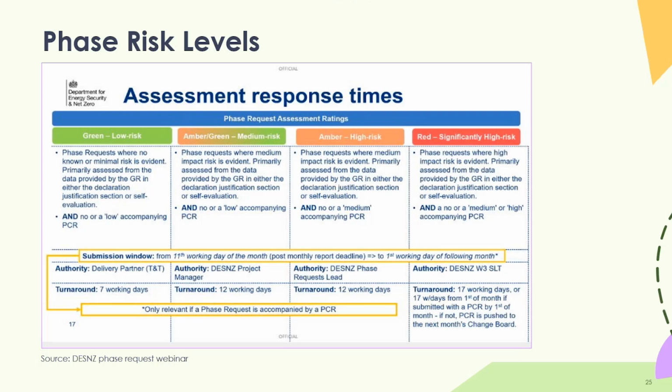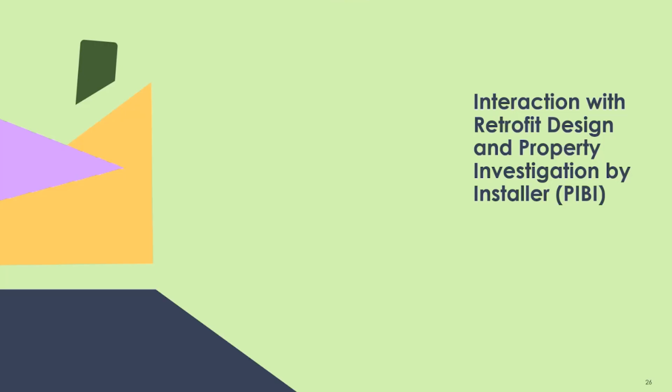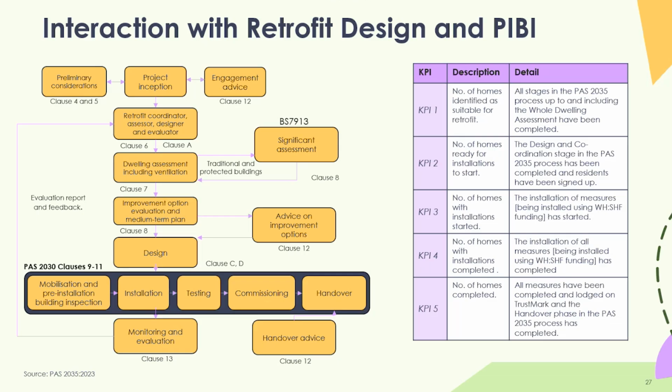So it could be up to 17 working days, depending on how it gets risk assessed. But you'll be made aware of the outcome of those as they go through the process. So, interaction with retrofit design and pre-installation building inspections. Obviously, PAS 2035 is a relatively complex process, with a number of touch points.